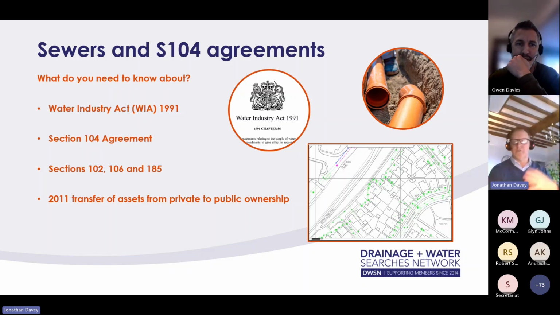There are some other sections of the Water Industry Act that are relevant to sewers and how they're laid, so I'll just touch on those now. There are some funky names: a Section 102, a Section 106, and a Section 185. A Section 102 allows a developer or even an individual to submit an application to a water and sewage company asking them to adopt an operational sewer that's already installed, a private operational sewer.